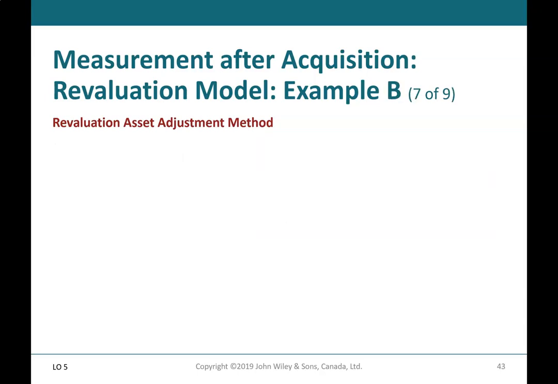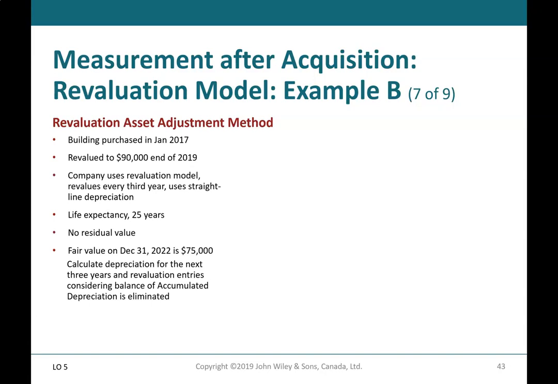Measurement after acquisition, revaluation model example B, 7 of 9. Revaluation, asset adjustment method. Everything is the same except the fair value on December 31st, 2022 is 75,000. So the straight line amortization is 90,000 minus 0 divided by 22 years equals 4,091 per year.